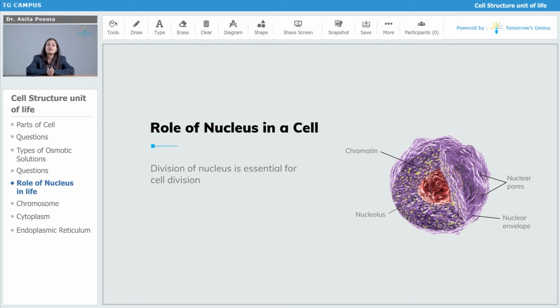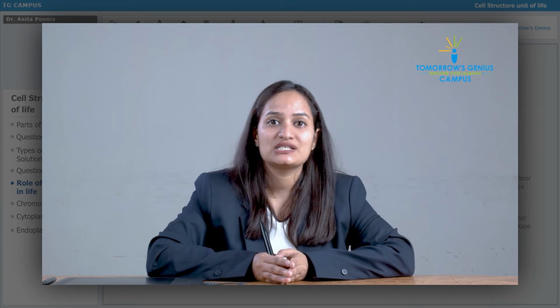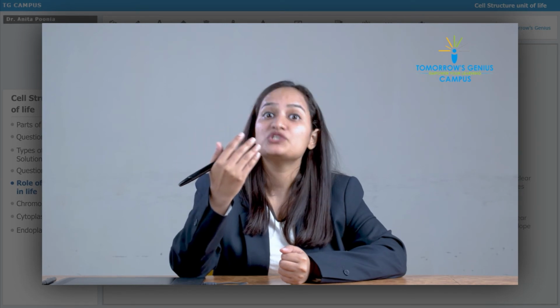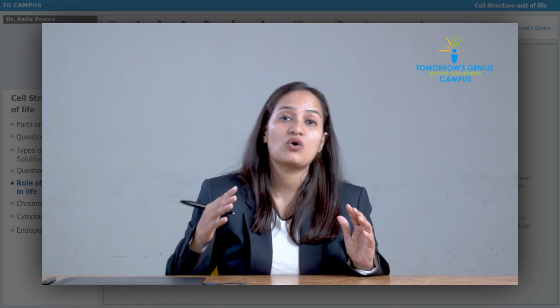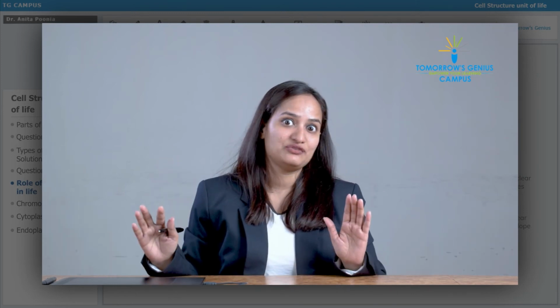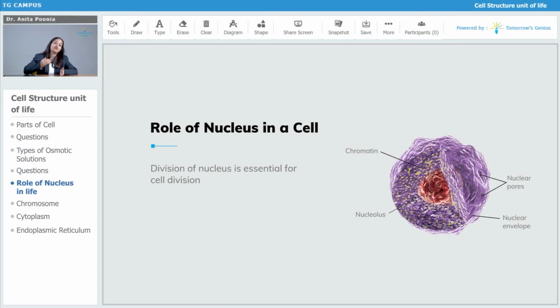Again, division of the nucleus is essential for cell division. We have seen a lot of cell divisions, for example, a normal cell division, right? In a normal cell division, the cell first starts dividing from the cytoplasm and then the nucleus, because the nucleus contains the genetic material which has to be copied or divided, and that has to be in the other better half of that divided cell, that newly divided cell. So division of the nucleus is very essential for cell division.